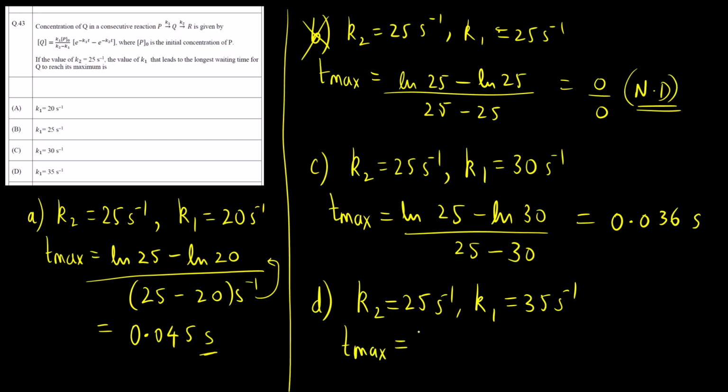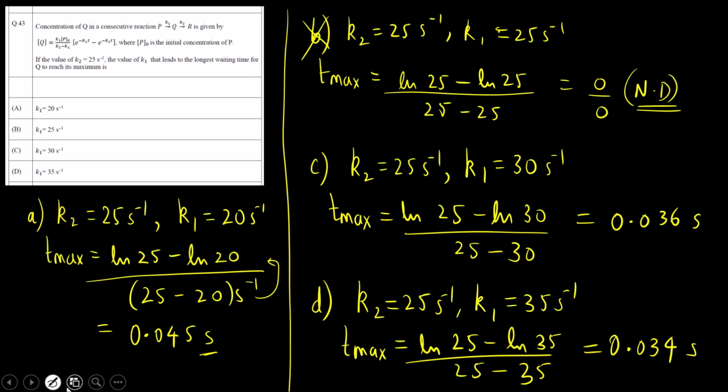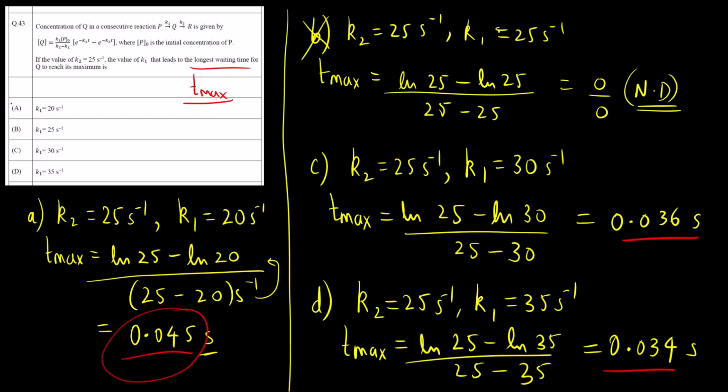So T max for this will be ln of K2 25 minus ln of K1, that is 35, divided by K2 minus K1, that is 25 minus 35, which comes out to be 0.034 second. So what we want is the longest waiting time, that is the maximum value of T max. Which is maximum among these three values? 0.045. So the correct answer is option A.